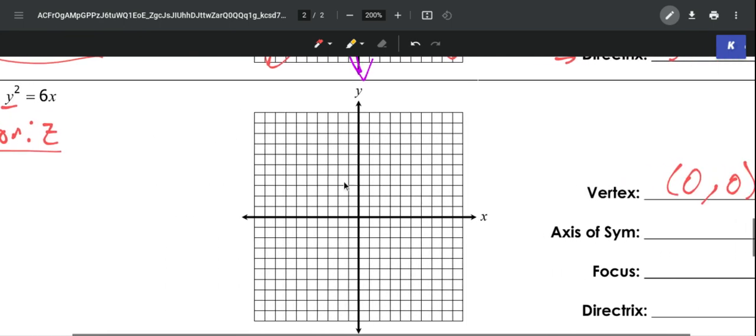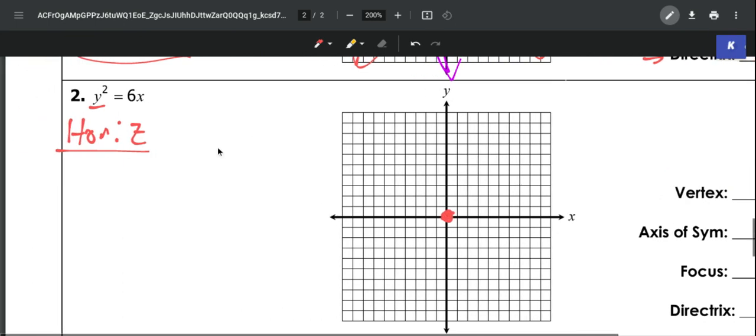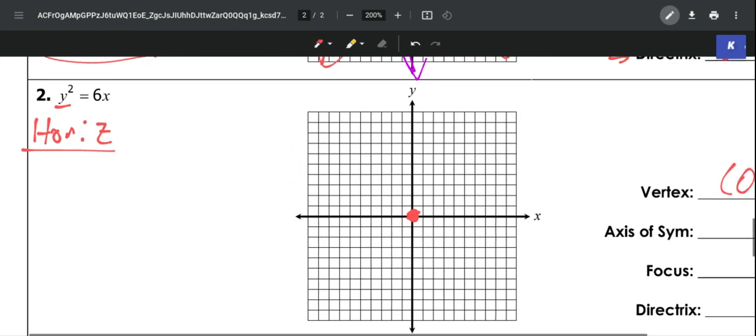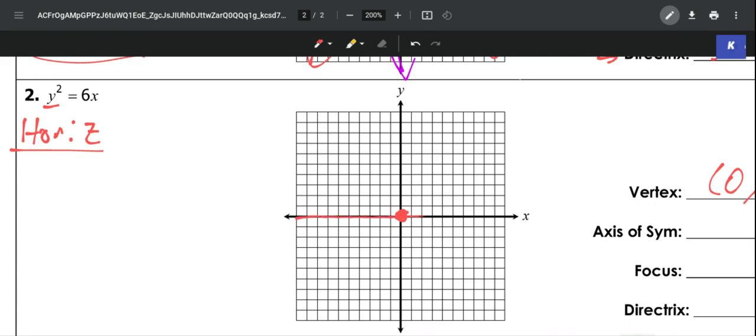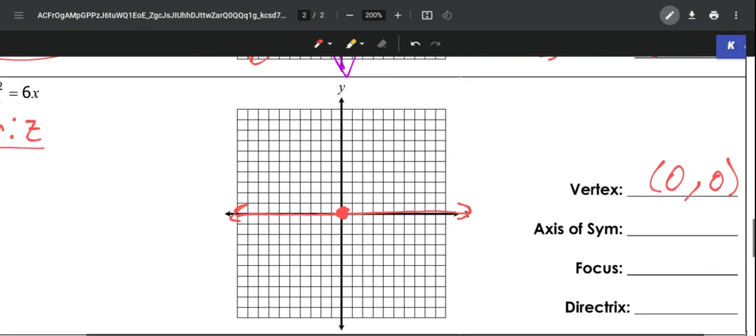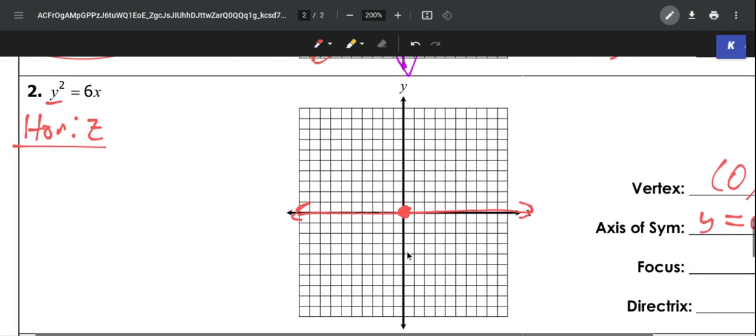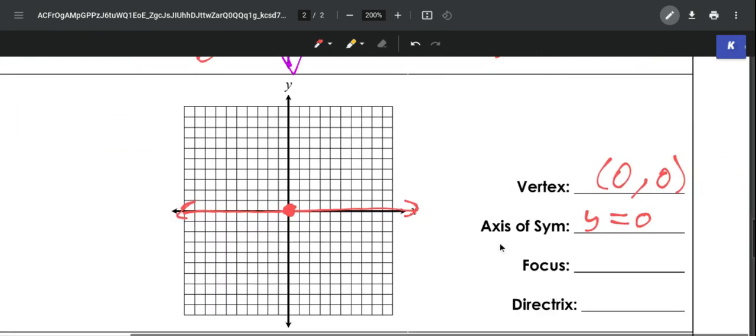Now, we can figure out our axis of symmetry, because if our vertex is here and this is a horizontal parabola, we need a horizontal axis of symmetry. So that axis of symmetry is going to go horizontally through our vertex. So the equation for that line would be y is equal to 0, because horizontal lines are y is equal to. All right, so we've gotten our first two parts knocked out.